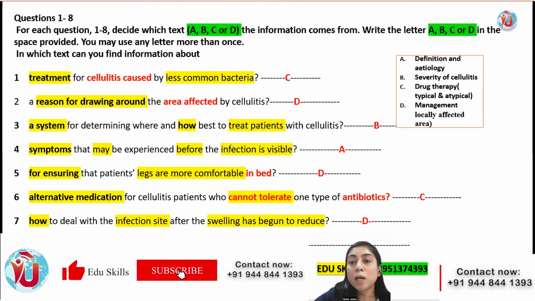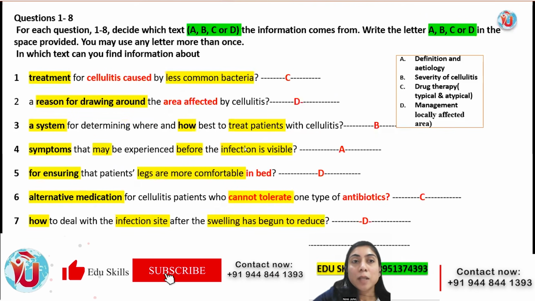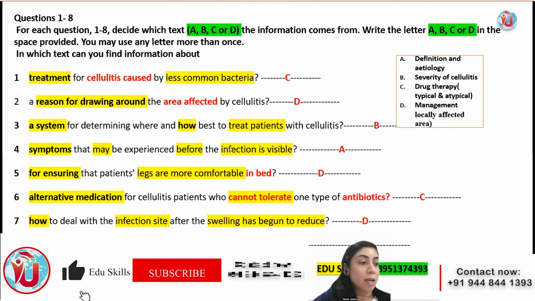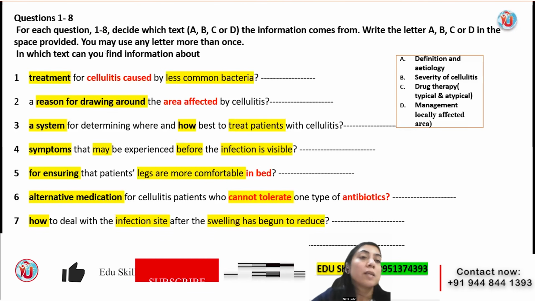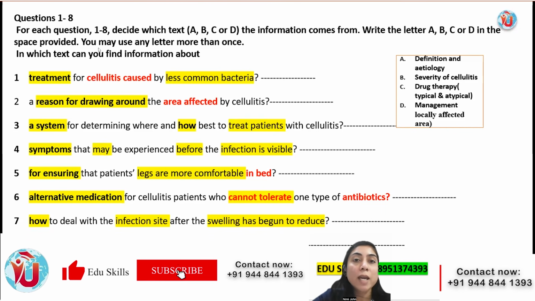Now we are moving to the answer options. The first one, treatment for cellulitis caused by less common bacteria. This is from which text? C. And the second one, reason for drawing around the area affected by cellulitis. That is D, management. And the third one, a system for determining where and how best to treat patients with cellulitis. That is B.